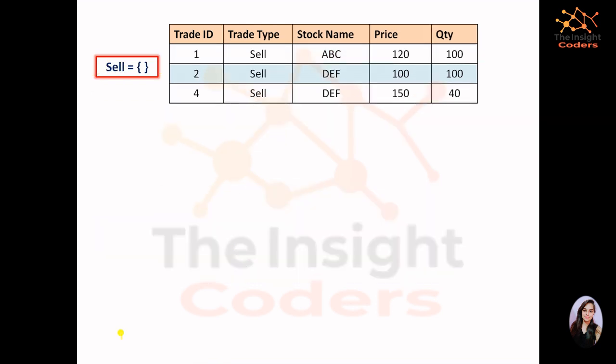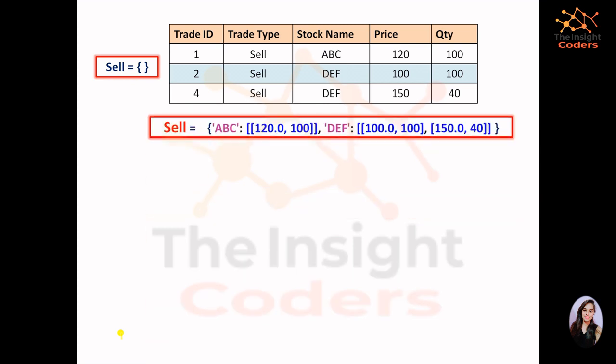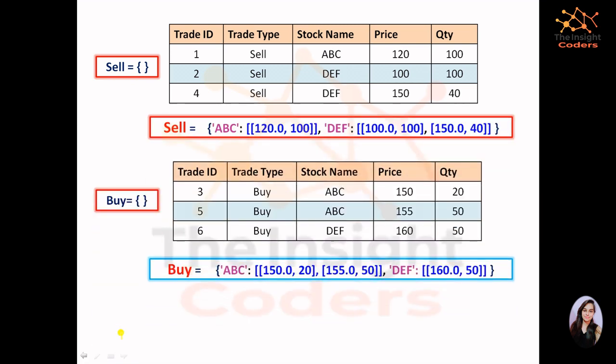Now what is the next task? We need to handle them differently. For sell it should be different, and for buy it should be different. Let me tell you what we are doing. Here I just need price, so I'm taking price and quantity because we just need them. So for ABC, I'll make a dictionary, where ABC is the key, and the price and the quantity are the values, which are comma separated.